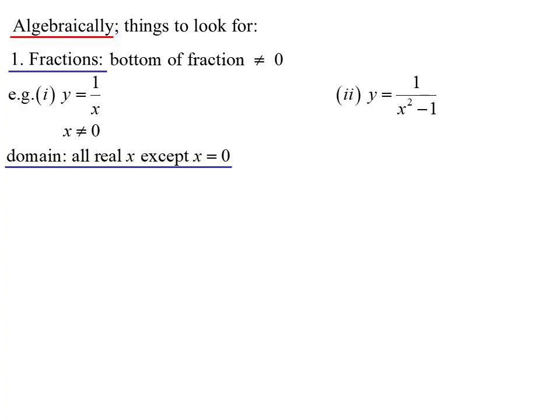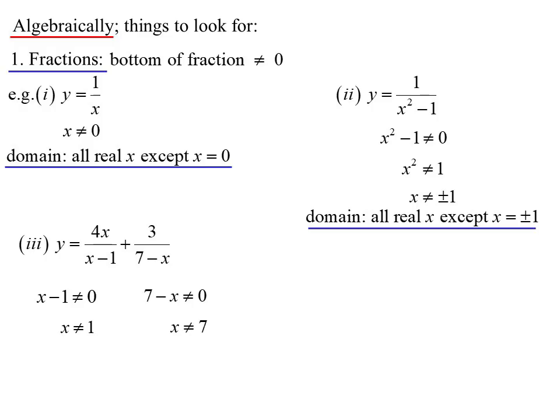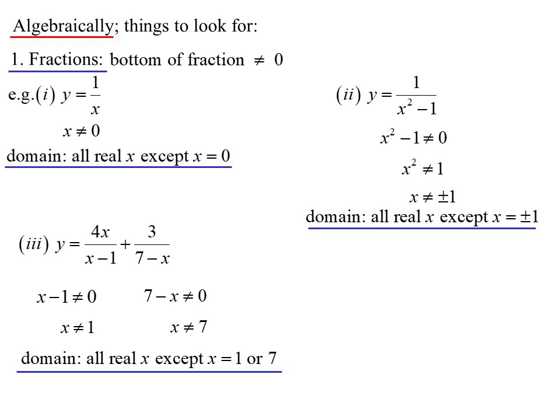Bottom of the fraction can't equal 0. In this case, I know x squared minus 1 can't equal 0. x can't be plus or minus 1, so we have all real x, except x can't equal plus or minus 1. If I have two fractions, I know x minus 1 can't equal 0, but I also know 7 minus x can't equal 0. So I get 2 points of exclusion in the domain there. All real x except x equals 1 or 7.